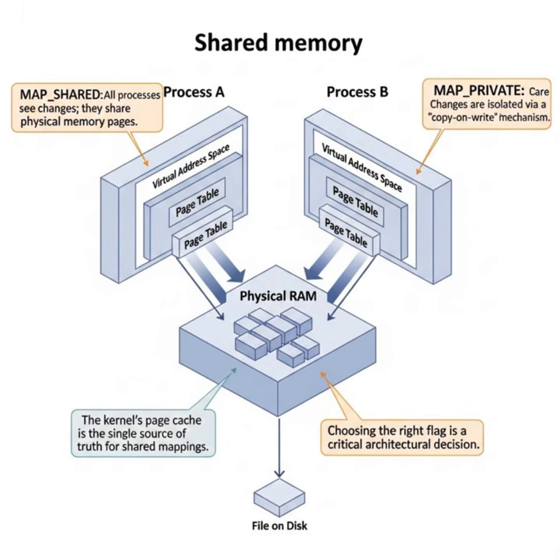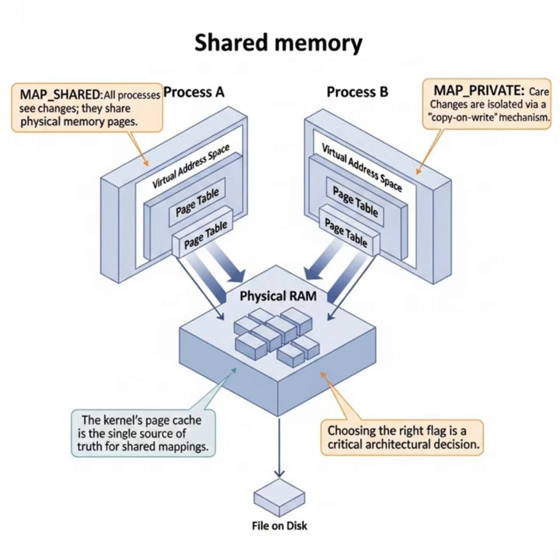When you map a file with the MAP_SHARED flag, you're telling the OS you want changes to be visible to all other processes mapping that same file. The kernel ensures this by having the page tables of all participating processes point to the same physical pages in RAM. A write from process A to a mapped memory page is instantly visible to process B because they are literally looking at the same piece of physical memory. The kernel's page cache acts as the single source of truth.